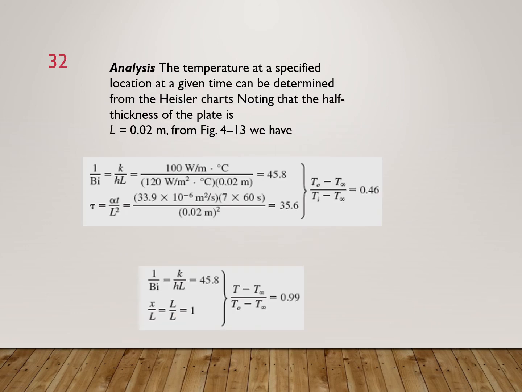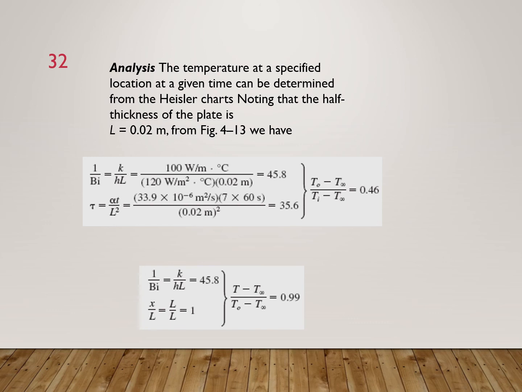So analysis. The temperature at the specified location at the given time can be determined by the Heisler charts, noting that the half thickness of the plate L is equal to 0.02 meter from the figure. So the Biot number formula: 1 by Bi is equal to k upon hL, and by putting the values we have to take special care that all units are in the same SI units. So putting the value, this comes out to be 45.08, and tau, by putting the formula αt upon L square, comes out to be 35.6. This is also calculated.